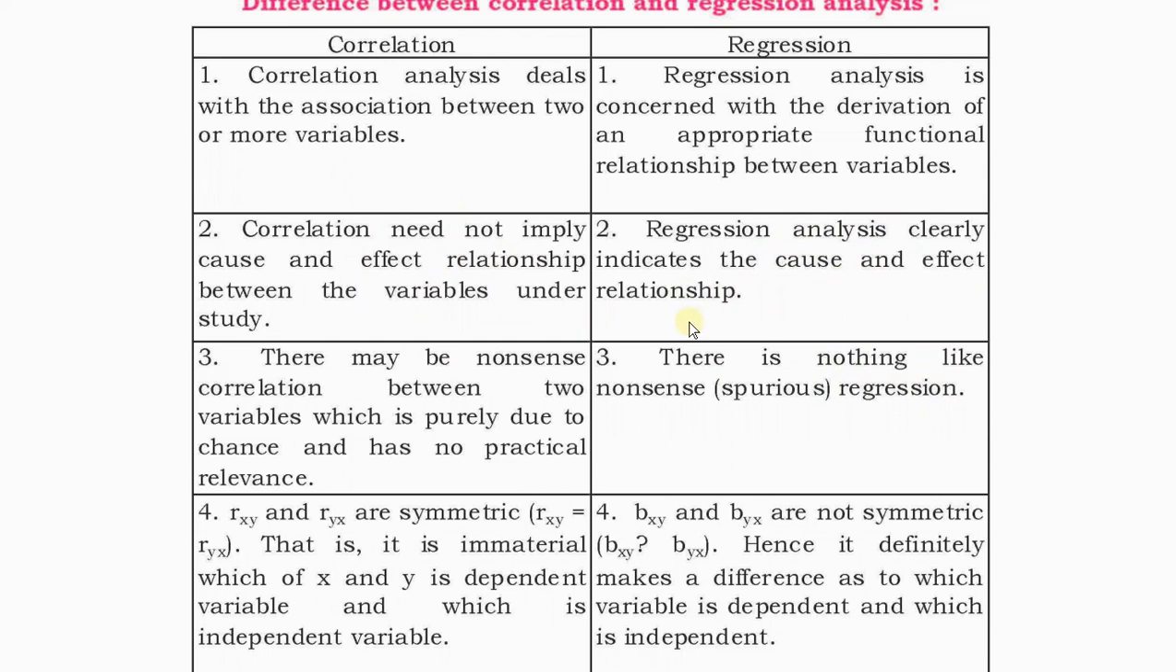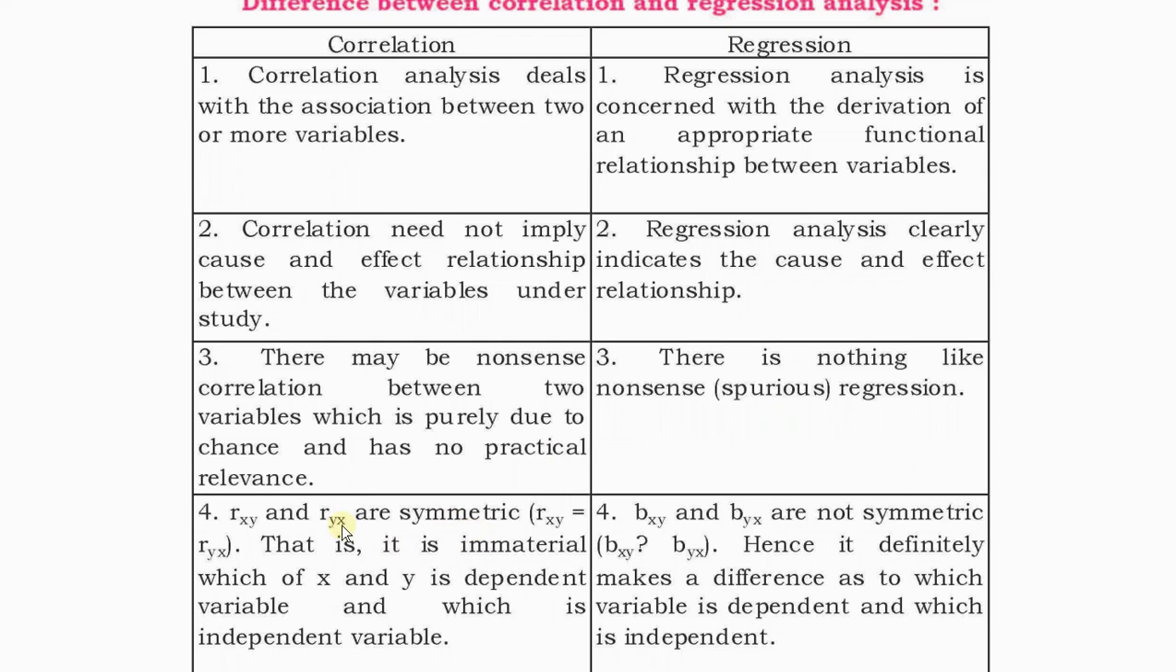The third one is, there may be nonsense correlation between two variables, which is purely due to chance and has no practical relevance. But there is nothing called nonsense regression. Regression clearly gives you some relationship between the two variables.